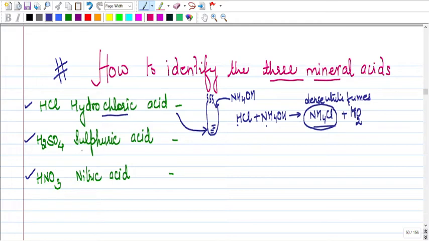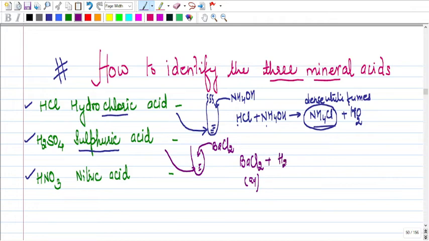Okay. Second, if the acid is sulfuric acid, what you have to do is you have to add to the test tube containing sulfuric acid barium chloride solution. Okay, so barium chloride solution is transparent, right? And sulfuric acid is also transparent. But what will happen when these two combine? Immediately the product will be barium sulfate and hydrochloric acid formed.